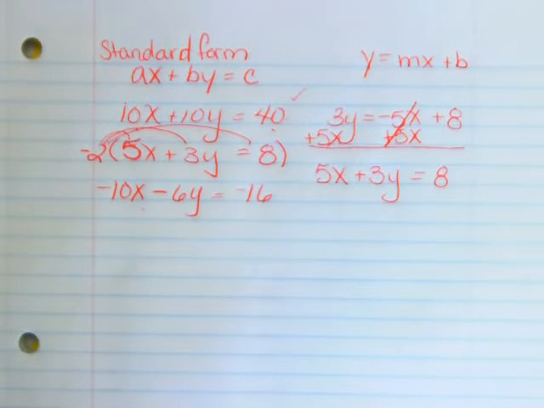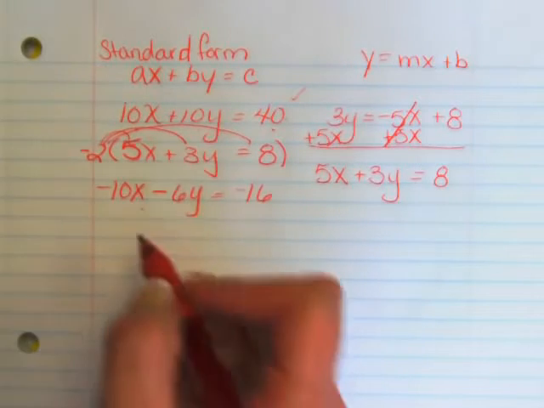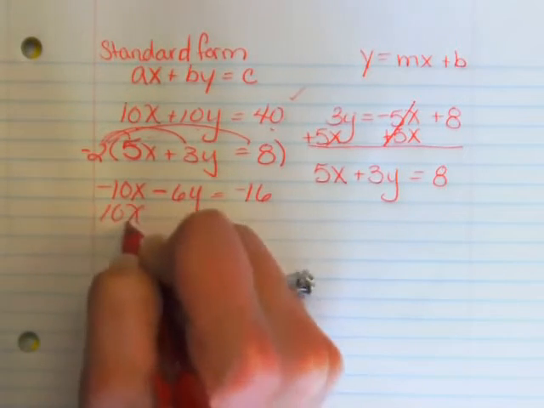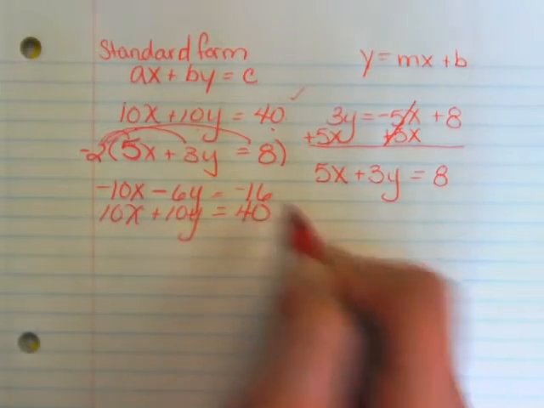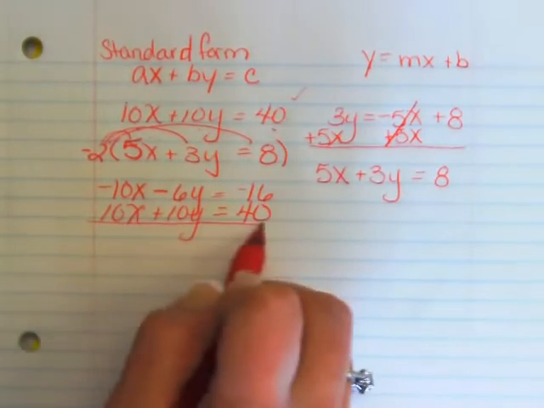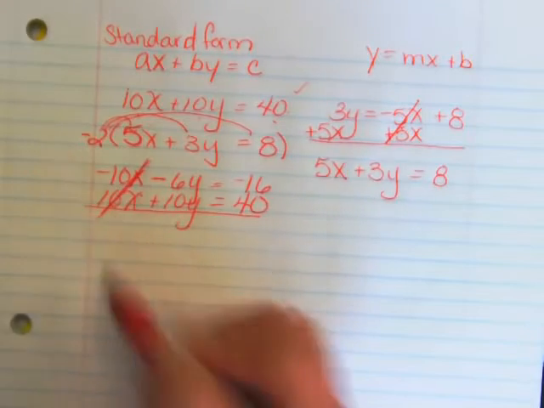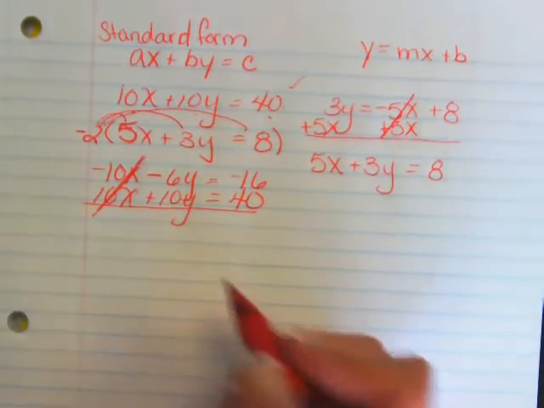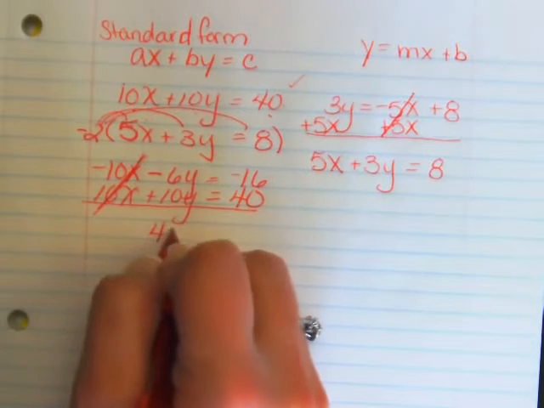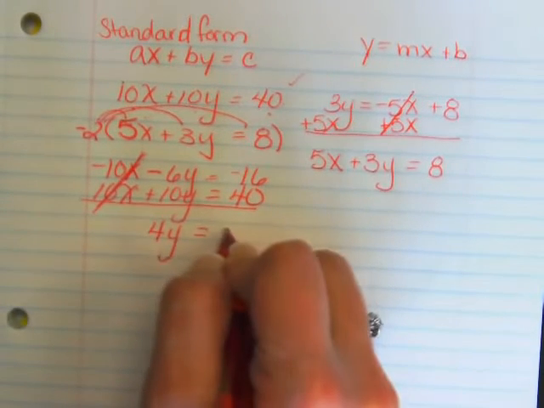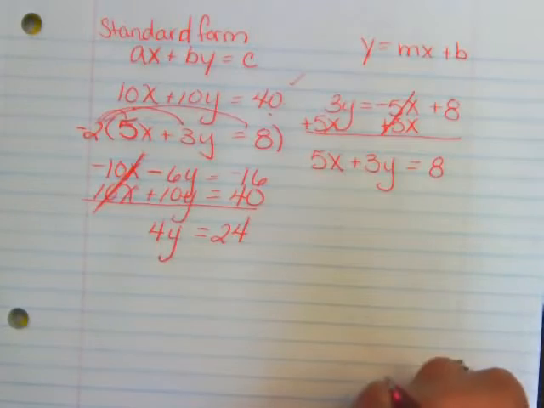Okay, now that I have multiplied by negative 2, I have x's that will cancel. So I'm just going to write that one under here. And I can add the two equations together and eliminate the x variable. Negative 10 and positive 10 is 0, so that goes away. Negative 6y plus 10y is going to leave me with only 4y's equal to 40, and negative 16 is 24.